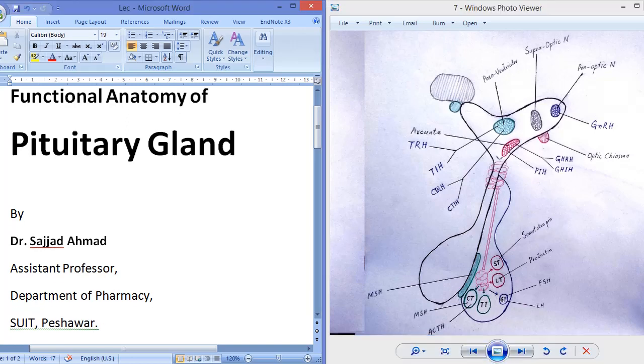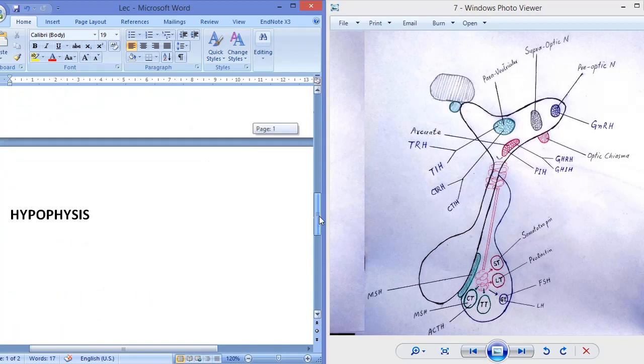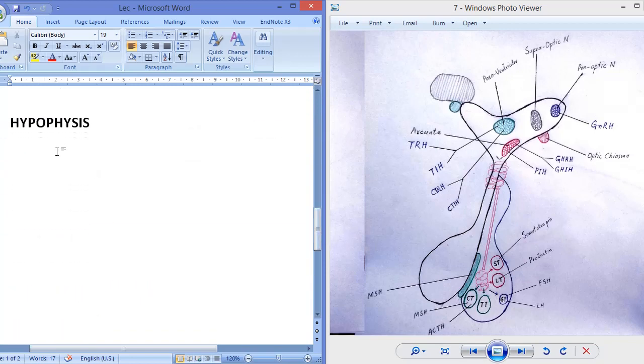First of all, coming towards the location of pituitary gland. So the location of pituitary gland can be deduced from its name. Pituitary gland is also called hypophysis. I'm going to write it. Already written. Hypo means below, and physis means to grow. So the endocrine gland which grows below the brain is called hypophysis or pituitary gland.